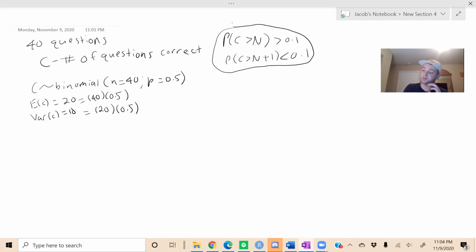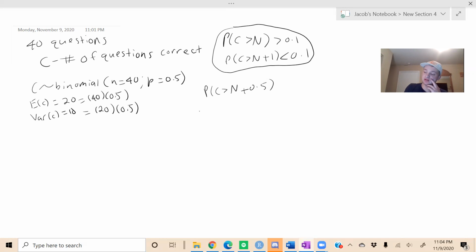But for the continuity correction part, for this probability C is greater than n, we have to do probability C is greater than n plus 0.5. And that just comes from knowing how to apply the continuity correction. So now we'll use the normal approximation.